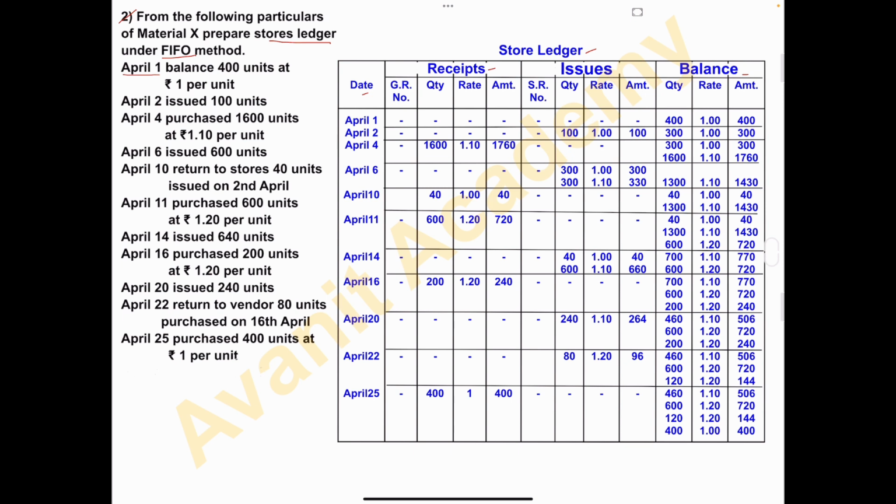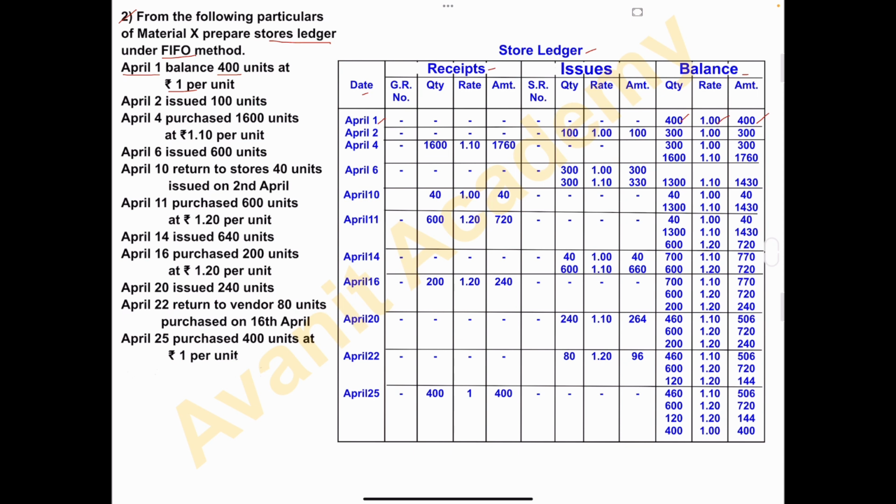April 1st. There is a balance of 400 units at rupees 1 per unit. This balance will take in balance column, April 1st, write in balance, quantity 400 units, rate per unit is rupee 1, and the amount will be 400 rupees. And close this.